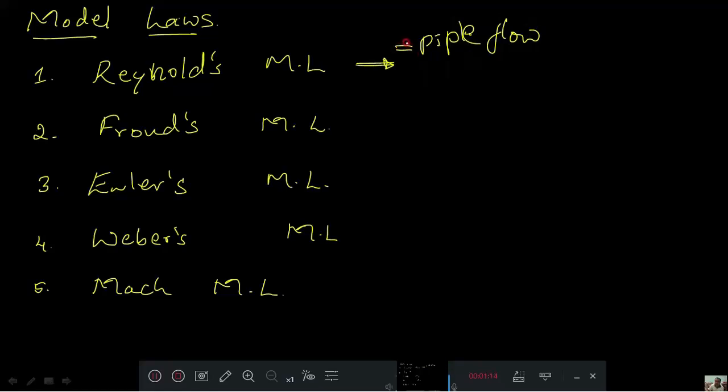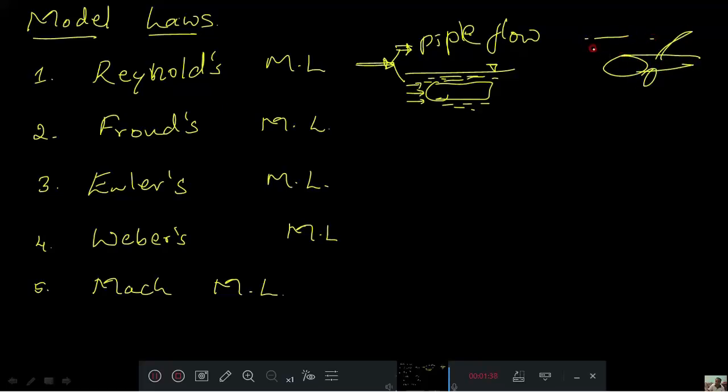or where the viscosity is predominant. For example, when a submarine is moving inside the ocean, the resistance offered by the ocean water depends on the viscosity. Or when an aeroplane is moving inside the air atmosphere, this also comes under Reynolds model law. Means here, for pipe flow, submarine or aeroplane, the viscosity parameter is predominant, therefore we are going to use Reynolds model law.